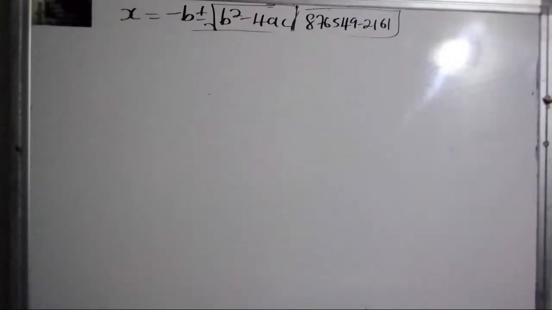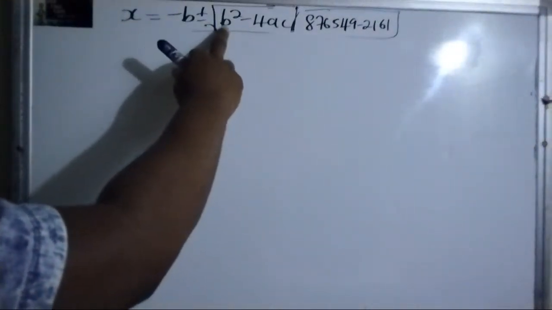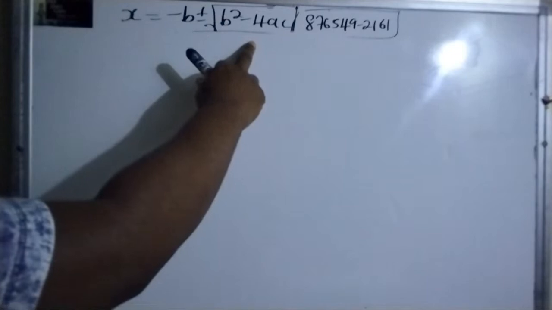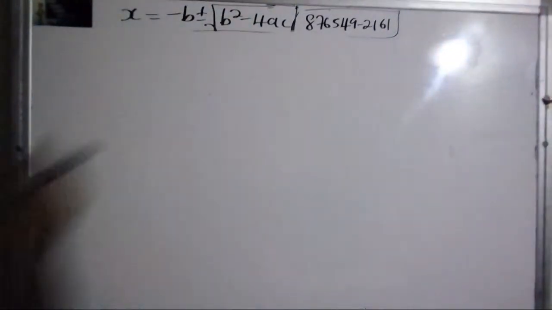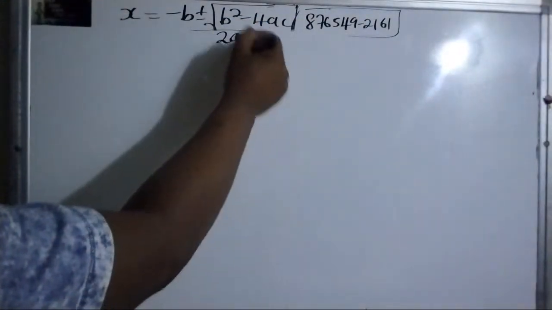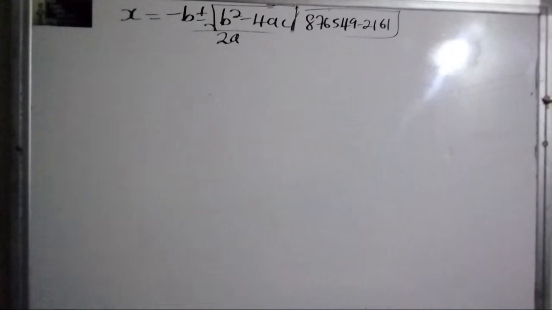Alright, let's see. Remember, use this formula. X equals minus b plus or minus the square root of b squared minus 4ac, all divided by 2a. And we get a, b, c from the coefficients. Hope everyone gets that so far.